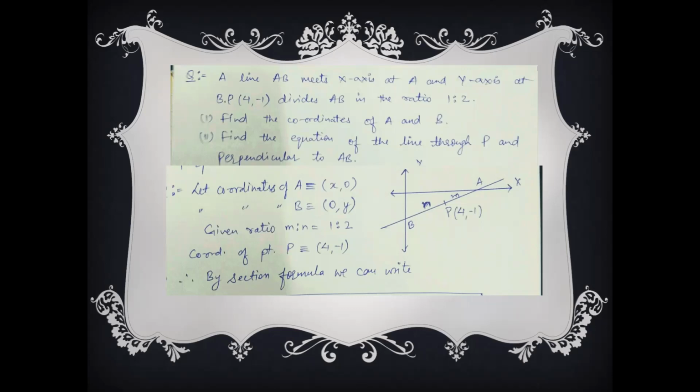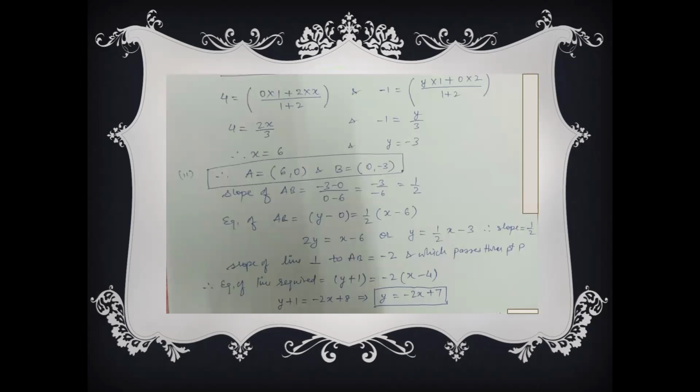So we can use the section formula for calculating A and B. Let's see. As the x coordinate is x, we apply (m x2 plus n x1) upon (m plus n), the section formula that we have learned. So we substitute that, and we got the value of x as 6, and equating the y coordinate of P, the value of y came out as -3. So our point A becomes (6, 0) and point B becomes (0, -3).